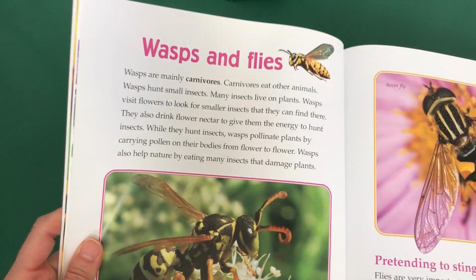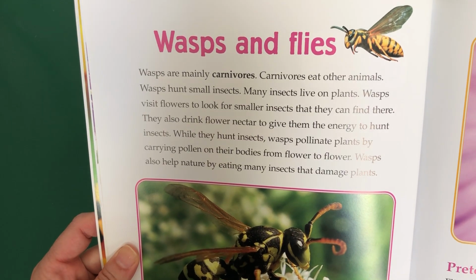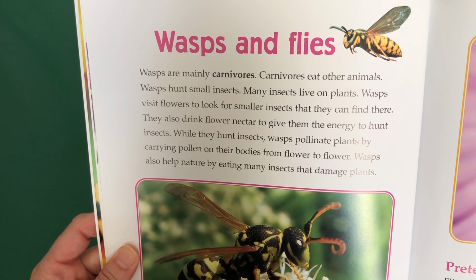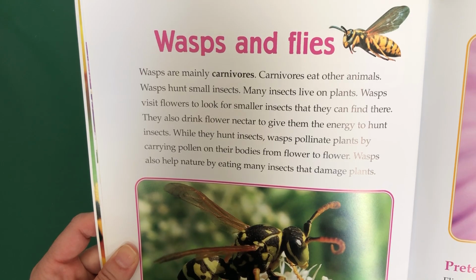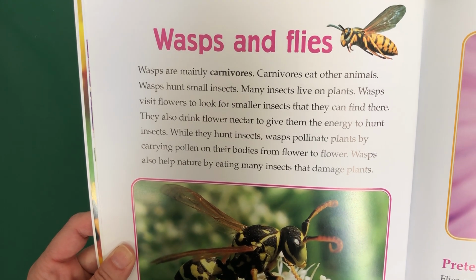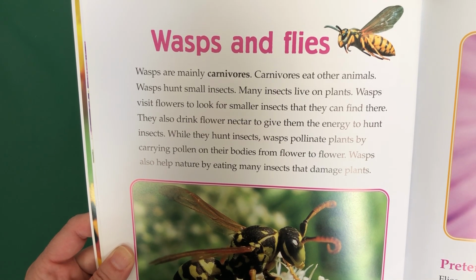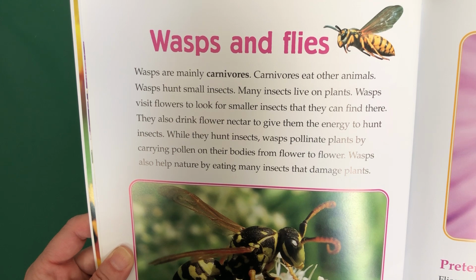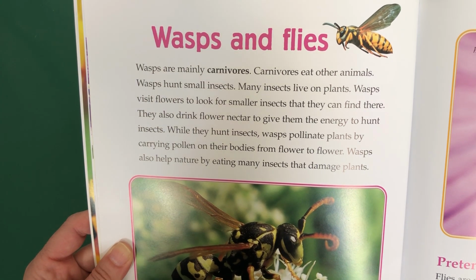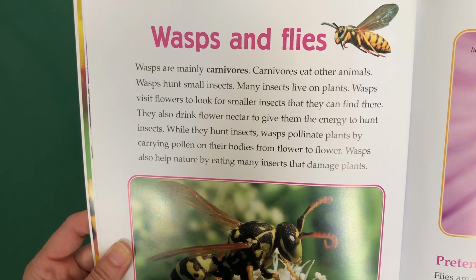Wasps and flies. Wasps are mainly carnivores. Carnivores eat other animals. Wasps hunt small insects. Many insects live on plants. Wasps visit flowers to look for smaller insects that they can find there. They also drink flower nectar to give them the energy to hunt insects.